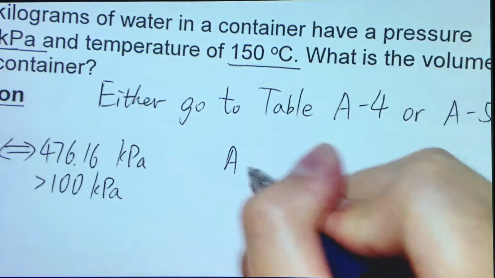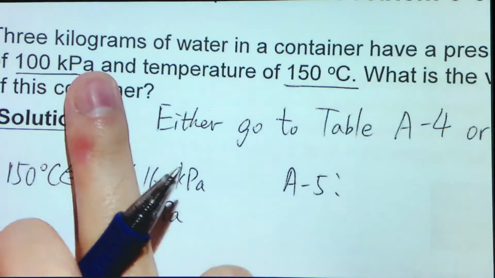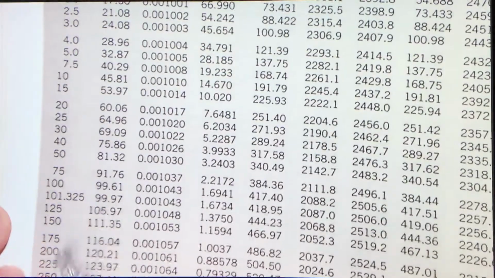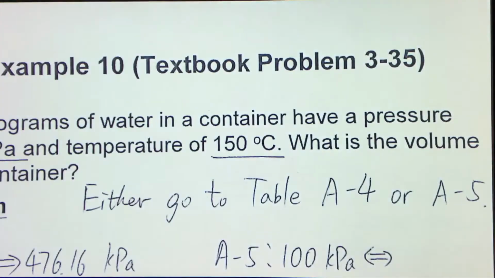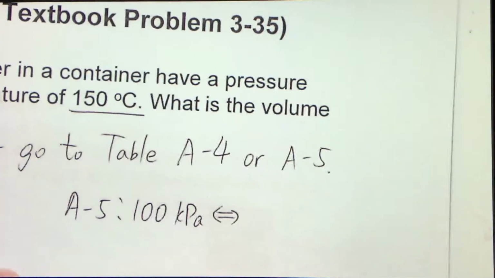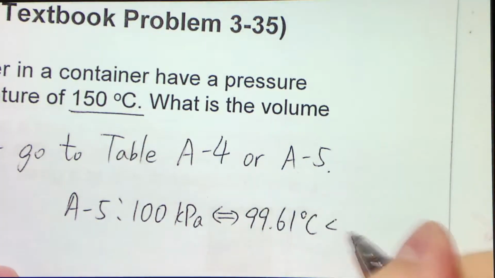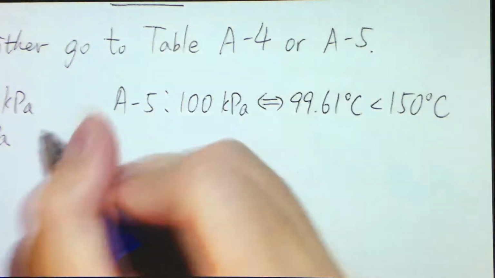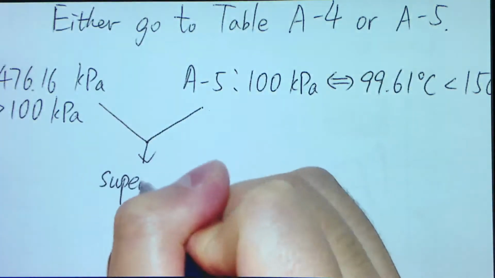Okay. How about if I use table A5? Well, it's similar. If you use this given pressure to check table A5, then you will see 100 kilopascal would correspond to the saturation temperature of 99.61 degrees C. And it's smaller than the given temperature. Of course, it's superheated because the water is heated to a much higher temperature. So we can see that if you use either of these two tables, you get the same conclusion that it is in a superheated vapor state.